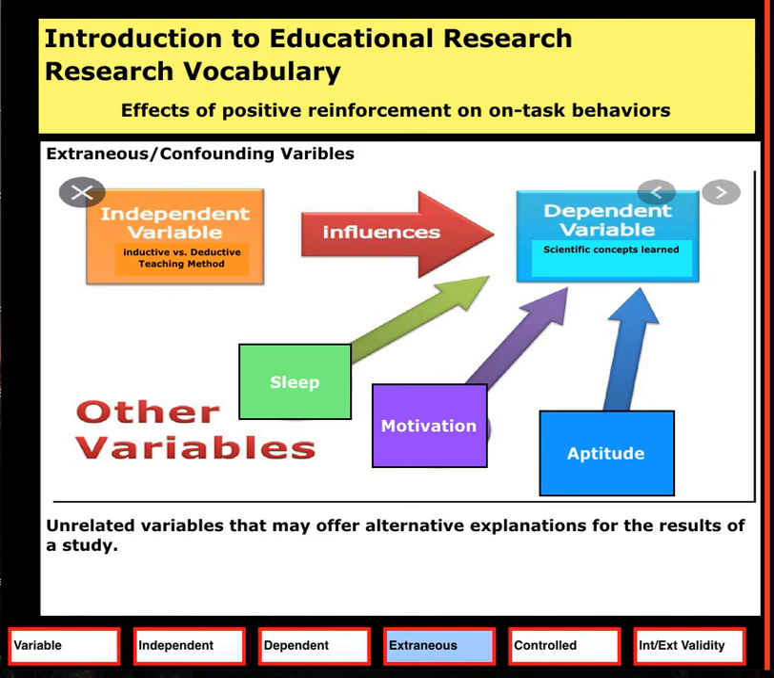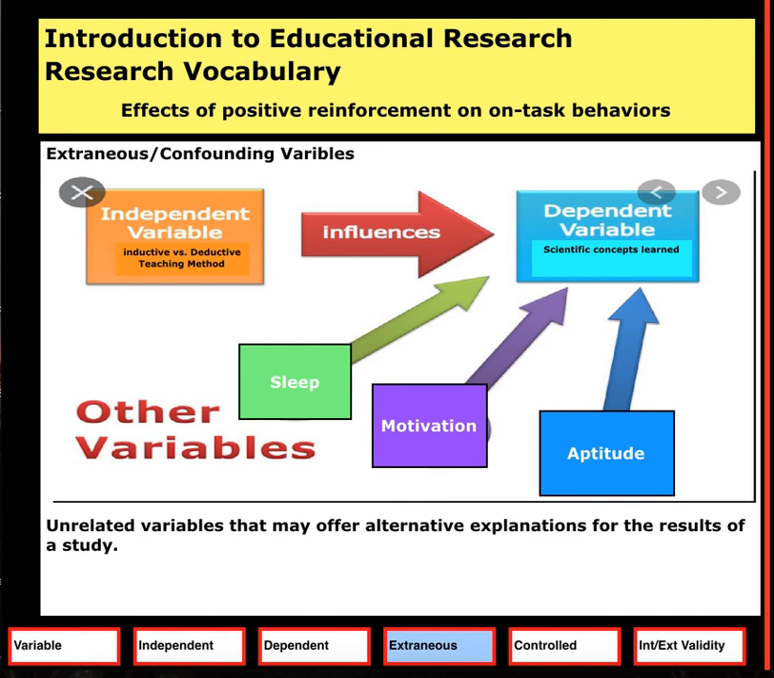So aptitude or motivation or lack of sleep are examples of variables that confound the relationship between the variable types of teaching method and scientific concepts learned in such a way that their effects cannot be separated. So extraneous or confounding variables offer alternative explanations concerning the results of a study under investigation, and they leave those results suspect.